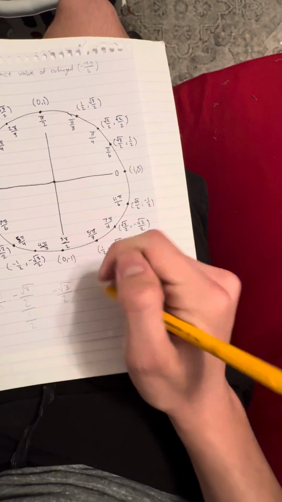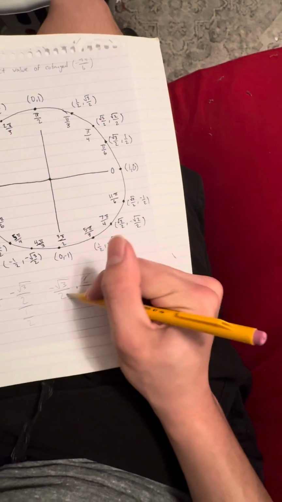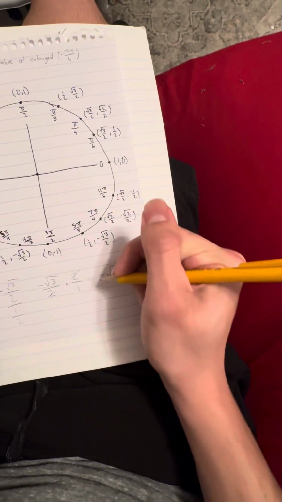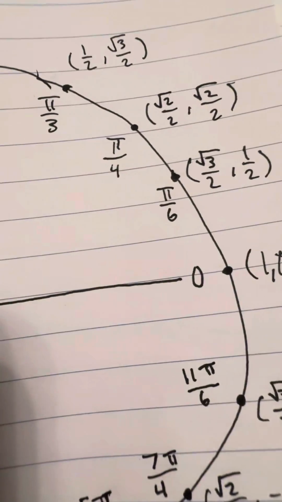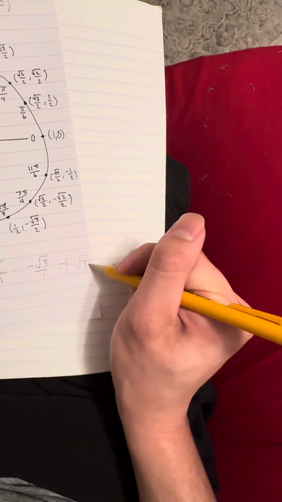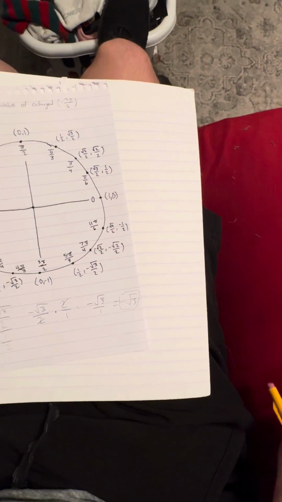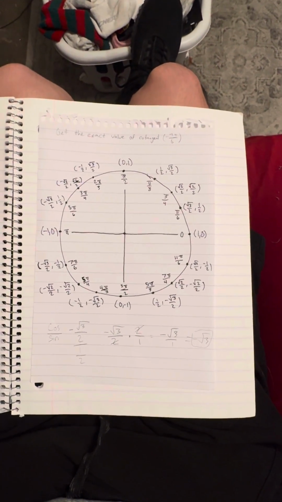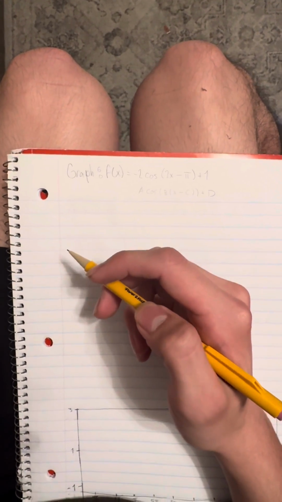square root of 3 over 2 times 2 over 1. Cross these out, which will give us negative square root of 3 over 1, which is also equal to negative square root of 3. And that will be our answer on how we can use our unit circle to find the cotangent of negative 7 pi over 6.